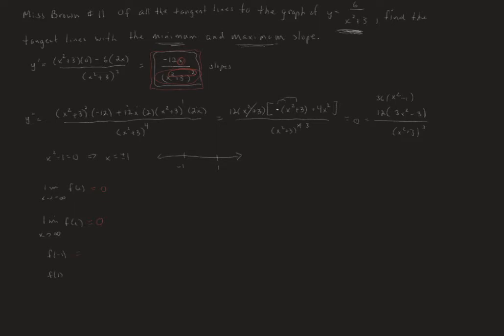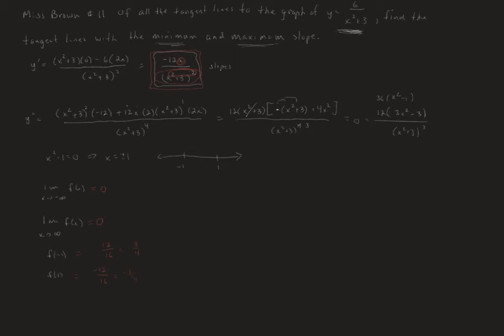Now when we plug in -1, we're going to get -12 times -1 is going to be a positive 12. We'll get -1 squared is 1, plus 3 is 4, squared is going to be 16. That's going to be a positive 3/4. When we plug in a positive 1, we're going to get a -12 in the numerator, and we'll still get 16 in the denominator, and so we'll get -3/4.